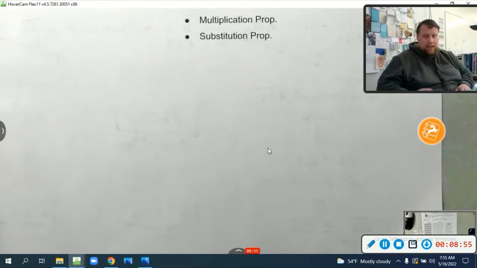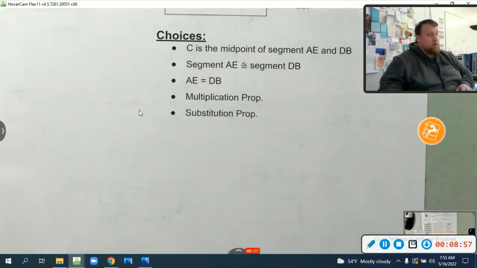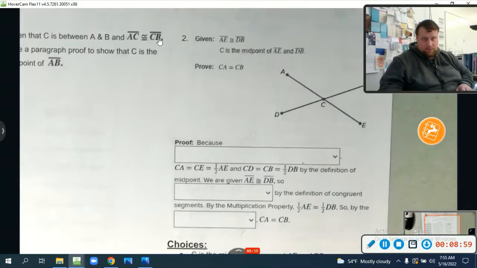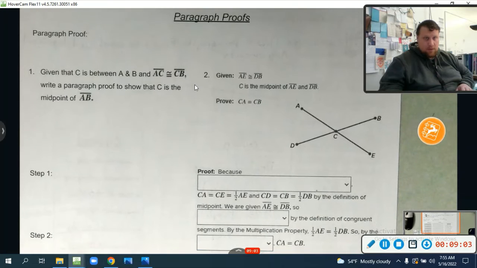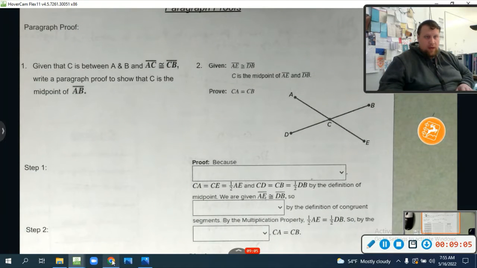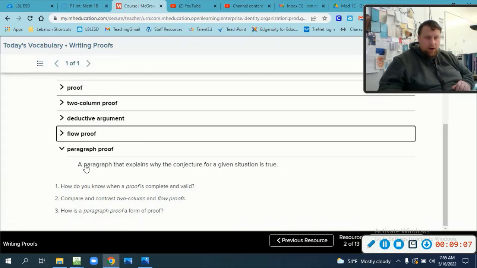Last but not least, we're going to talk about paragraph proofs. And before we do that, let's write down the definition of a paragraph proof, which is a paragraph that explains why the conjecture for a given situation is true. Pause this, write that down. Ready, set, go. All right, I'm going to move on.